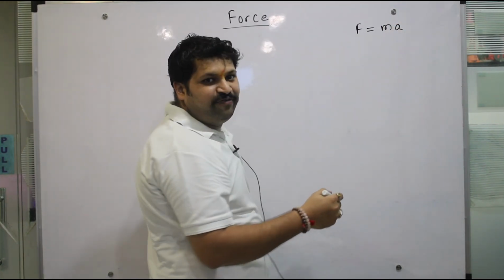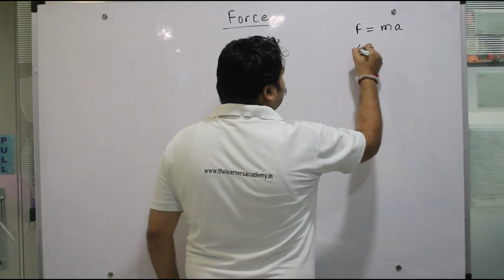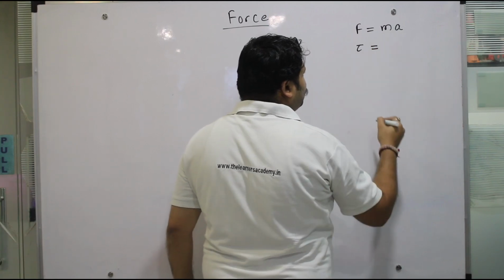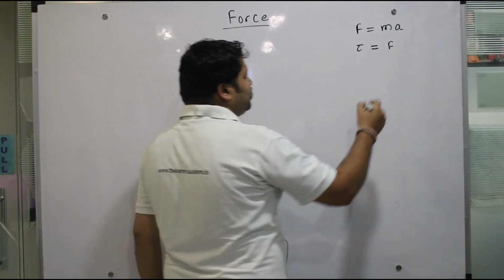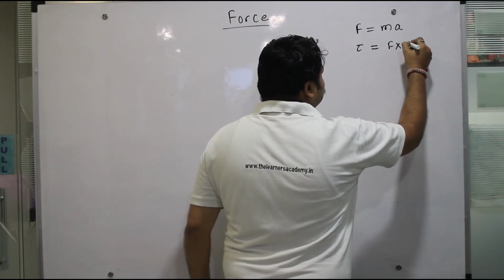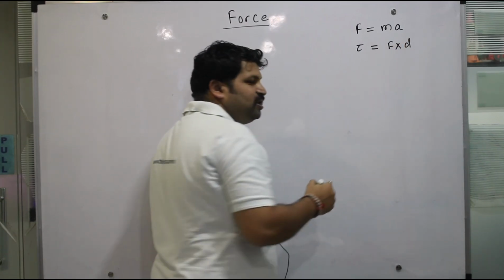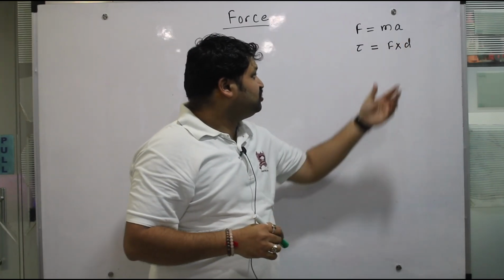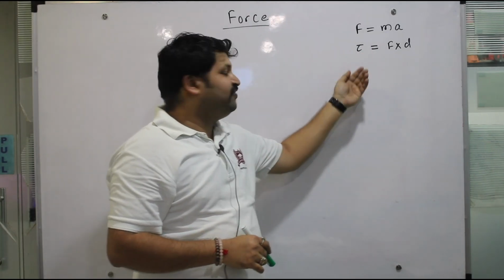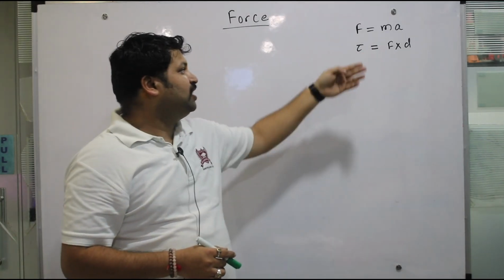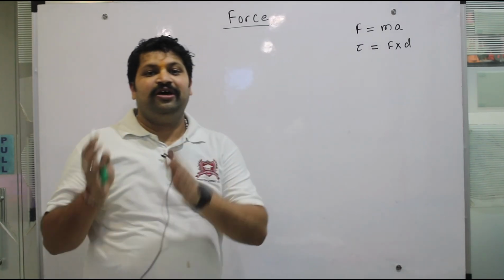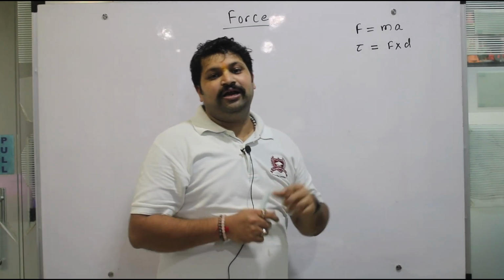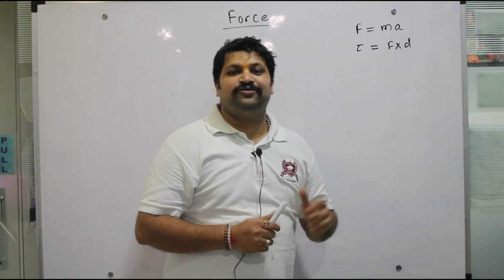We also had a formula for torque. Torque was the force multiplied by the distance between the 2 points. So this was the torque for the couple. If it was a single force, then it would be force multiplied by the perpendicular distance between where the force is applied and the axis of rotation.